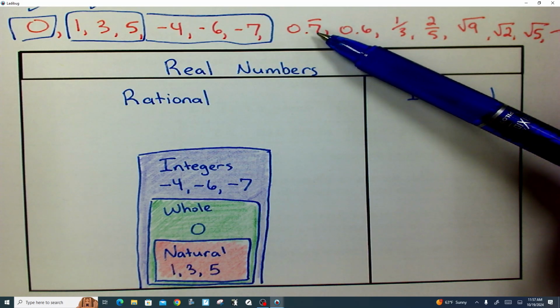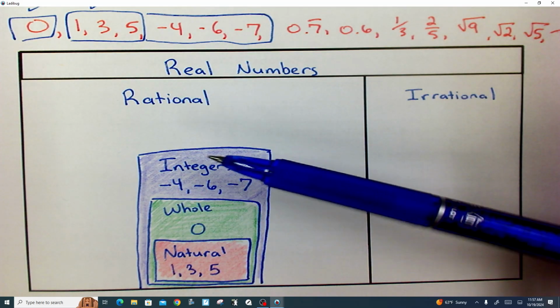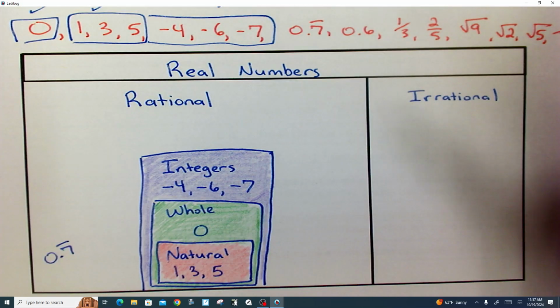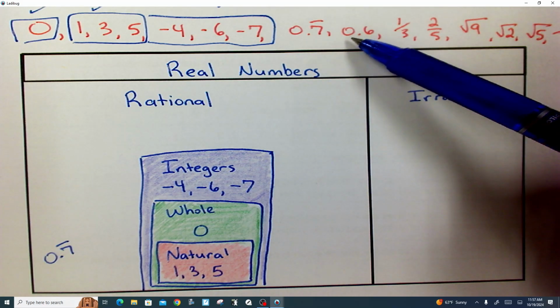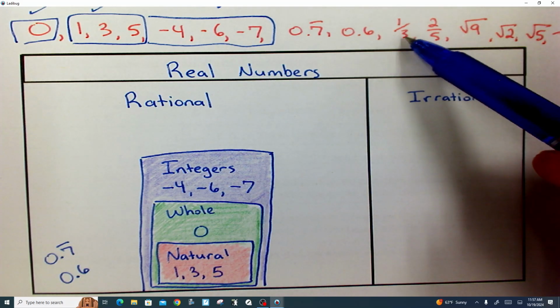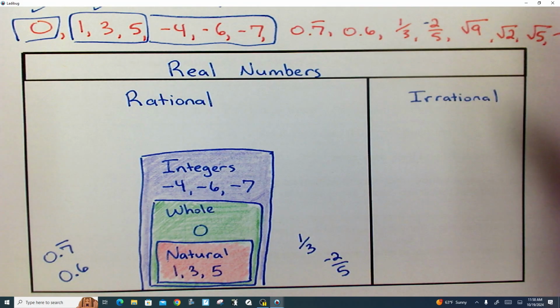Now we have to start playing around with a few other ideas here. 0.7 repeating, we know that should be a rational number, so it doesn't fit in any of these. So how about we just put all decimals that are rational right here? Same thing with the 0.6. Fractions, how about we just put right here, so that way we can show that they're rational.